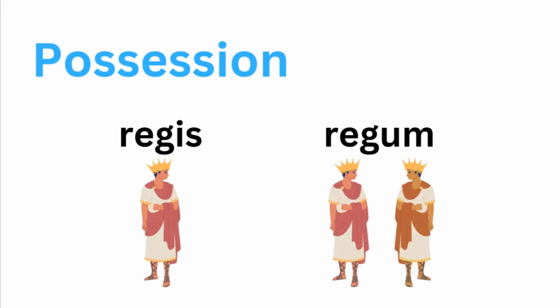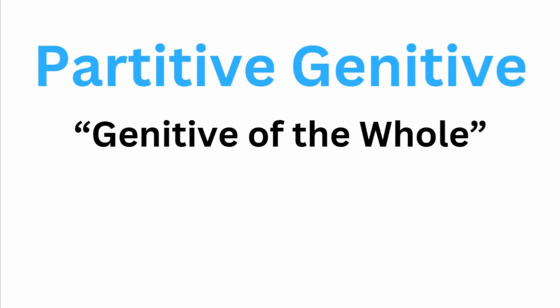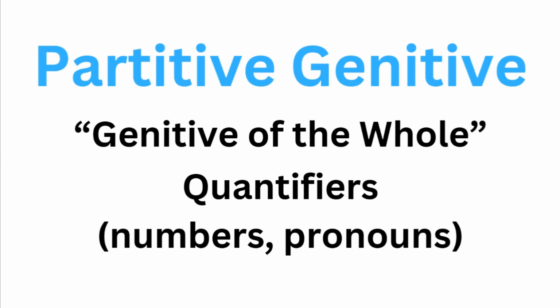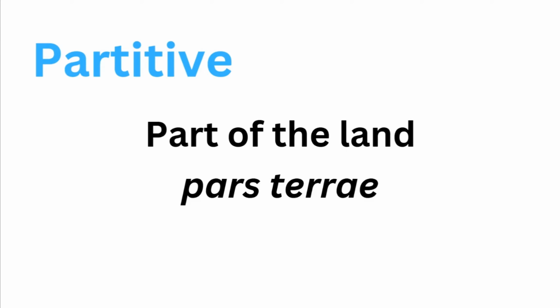So that's possession. But there is another use for the genitive, the partitive genitive. This is sometimes called the genitive of the whole. We'll get into why in a second. Often, the partitive genitive comes next to quantifiers, things like numbers or pronouns that tell you how much of something we're talking about. Here are some common uses, saying things like part of the land, pars terrae. Terrae is my genitive, that is the whole thing. So part of the land, the of the land is genitive because that's the whole. When I said it was called the genitive of the whole, this is the whole bit we're talking about.